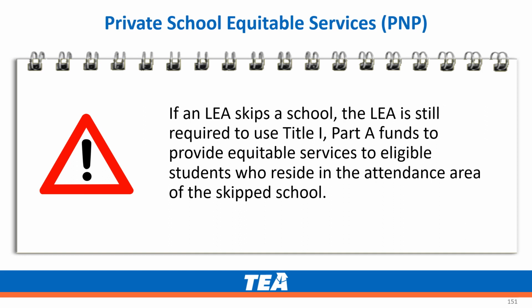An LEA must determine which school attendance areas would have received Title I Part A funds absent any skipping, as well as what the per pupil allocations would have been. The LEA must then determine the amount of funds that would have been allocated for private nonprofit school children residing in eligible school attendance areas.